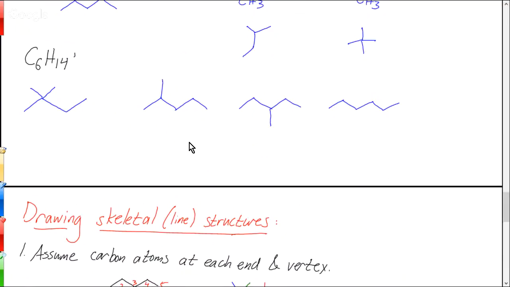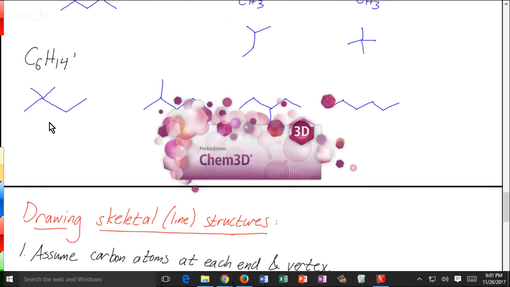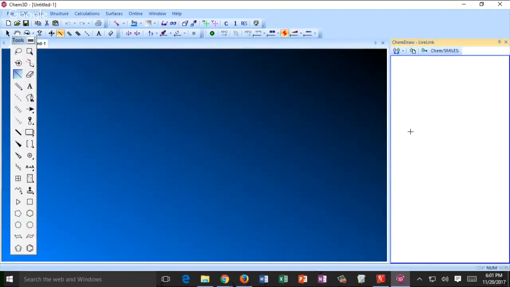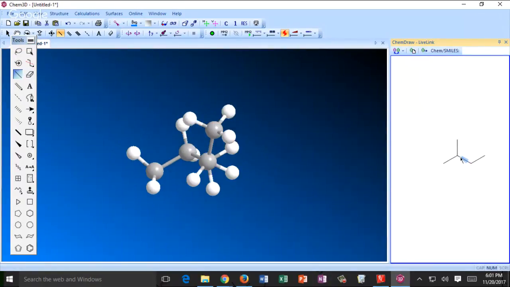So if we had a model of this thing, we could actually do that. It's going to look a little different here, but let's say we built this first one.